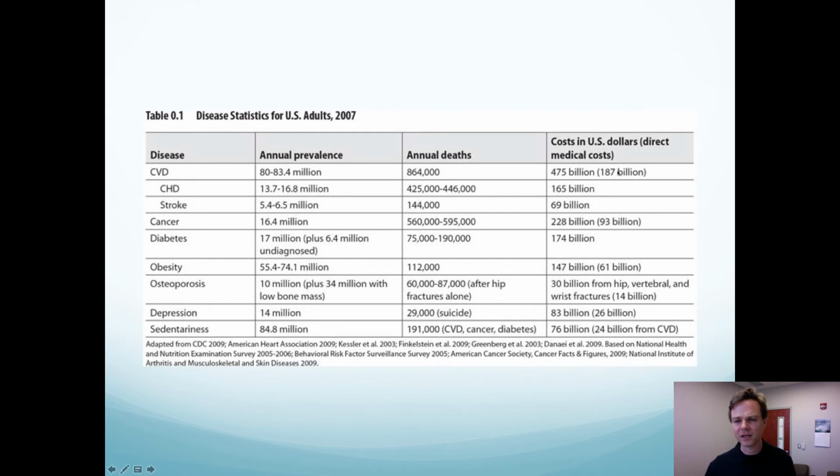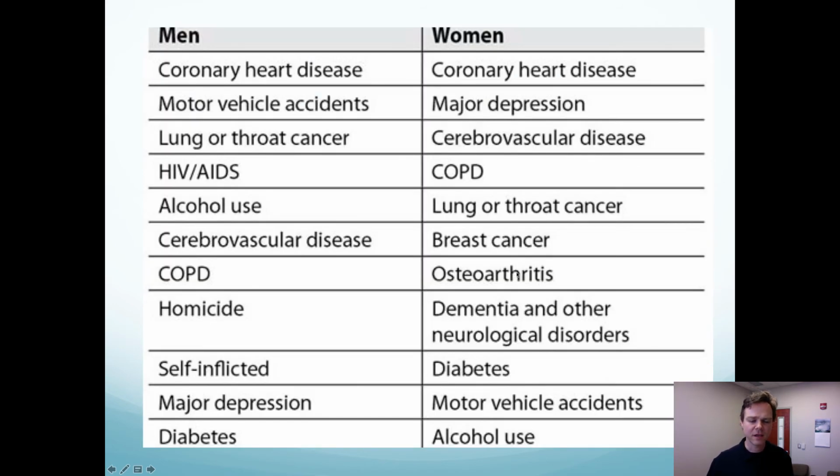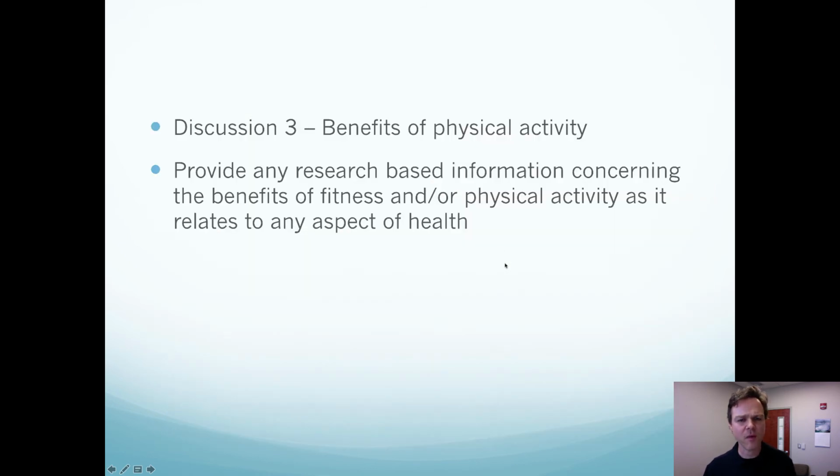Now that I'm looking at it, it looks like what's in parentheses is more so addressing the direct costs, and then of that 475 billion, 187 billion of it is going to be direct medical costs. So you don't add them together. One is part of the other number. This kind of breaks down the causes of death, if I'm not mistaken. I'll have to check that one, actually.